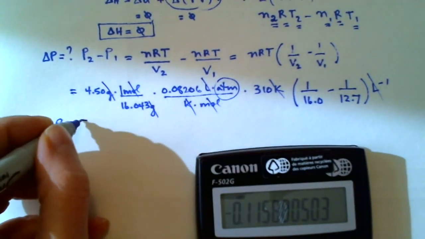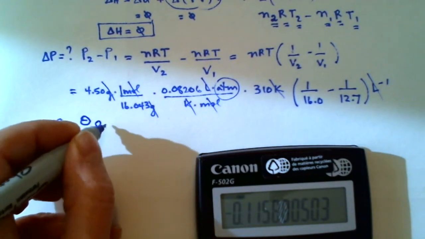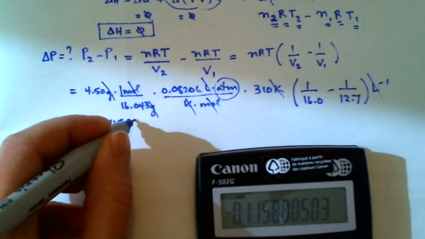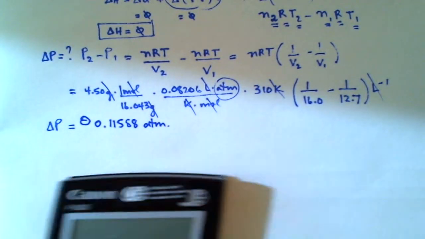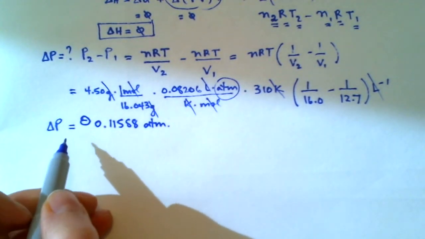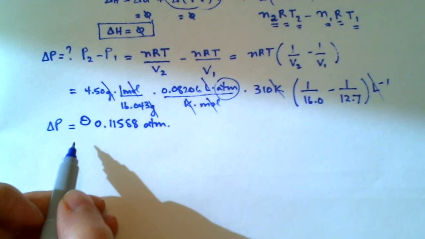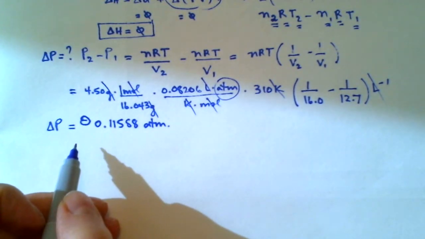I have a negative value. We just saw where that came from. Let me get the number down. 0.11588. The units are atmospheres. We'll think about sig figs in a moment. Does this value make sense? This is the change in pressure. Do you think the pressure is going to drop in this isothermal reversible expansion of a perfect gas?